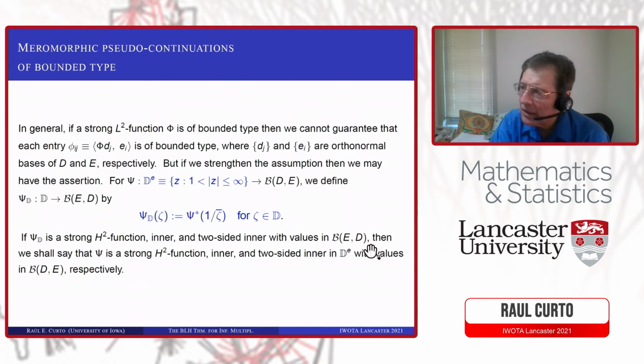If C sub D is strong H2, inner and two-sided inner with values in some bounded operators on two Hilbert spaces C and D, then we shall say that C is a strong H2 function, inner and two-sided inner in E, the exterior of the unit disk, respectively. So this is a definition that allows us to go from inside the unit disk to outside the unit disk.